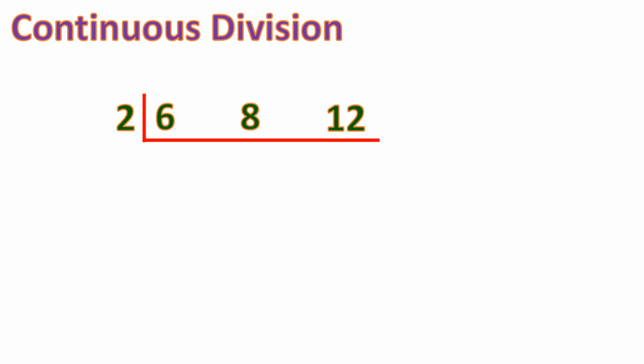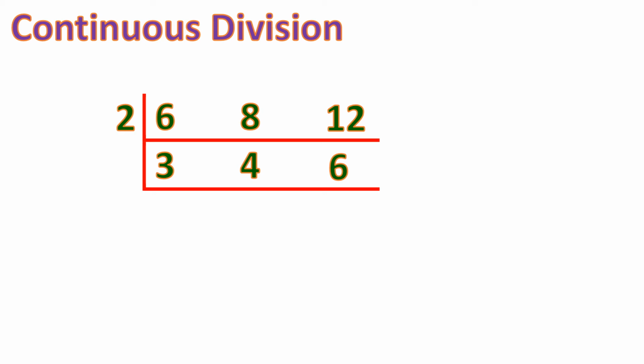So 6 divided by 2 is 3. 8 divided by 2 is 4. 12 divided by 2 is 6. So let's continue. Now you might wonder how you're going to continue if all these three don't have a common divisor. You cannot divide by a number that can divide all except for 1, but 1 is unnecessary to divide.